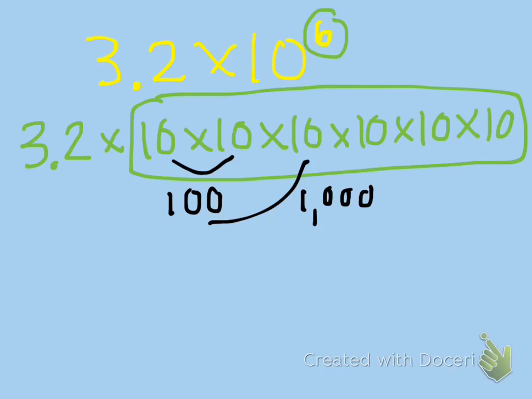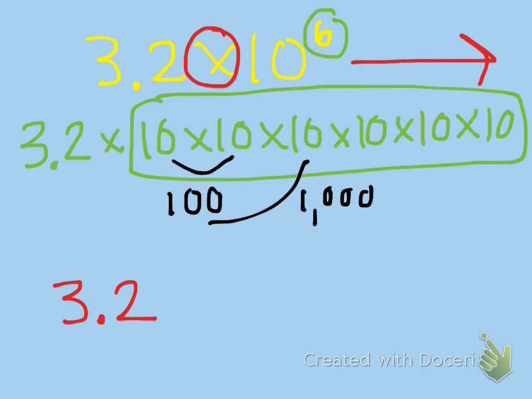So mathematicians came up with a much easier pattern that they noticed that we can use when multiplying by powers of 10. It's super easy and you guys are going to love it. So in order to do the trick, we first start by writing 3.2 down. And since we are multiplying here, that means we are going to move the decimal over to the right.